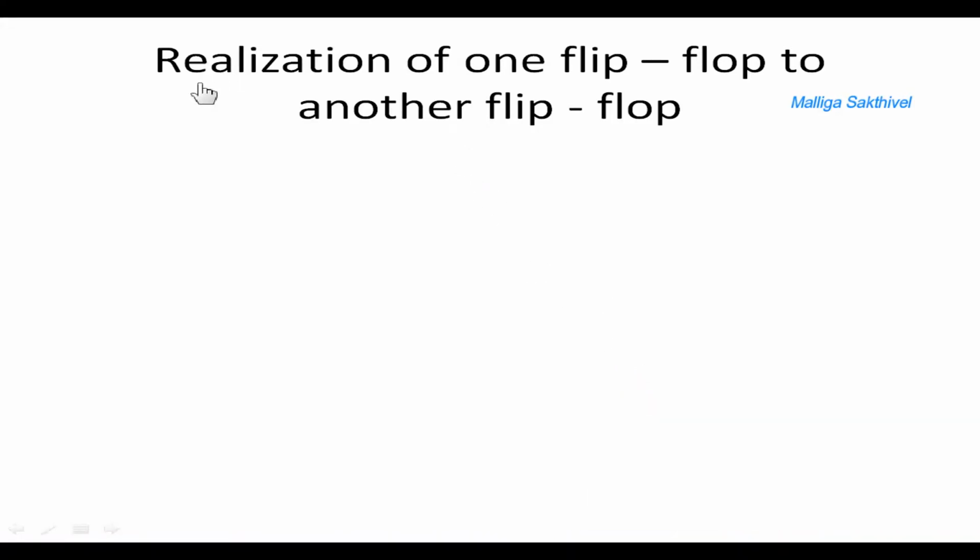In this video, we are going to see realization of one flip-flop to another flip-flop. We know that a flip-flop is a memory element which can store one bit of data. It is possible to convert one flip-flop to another flip-flop, and for this we have to use some additional logic gates. Now we are going to see how to realize one flip-flop from another flip-flop. For this we have to follow some steps, so we are going to see what they are.